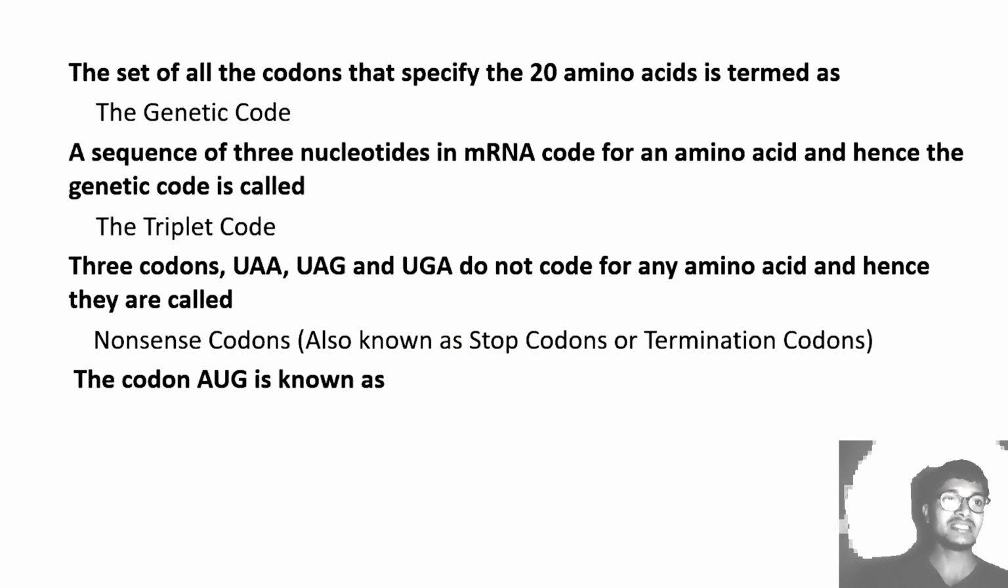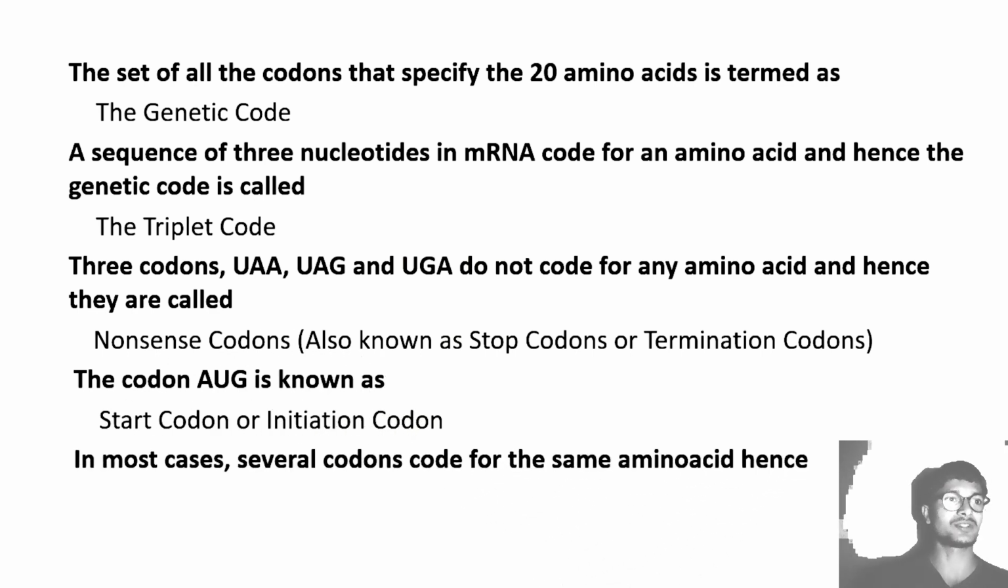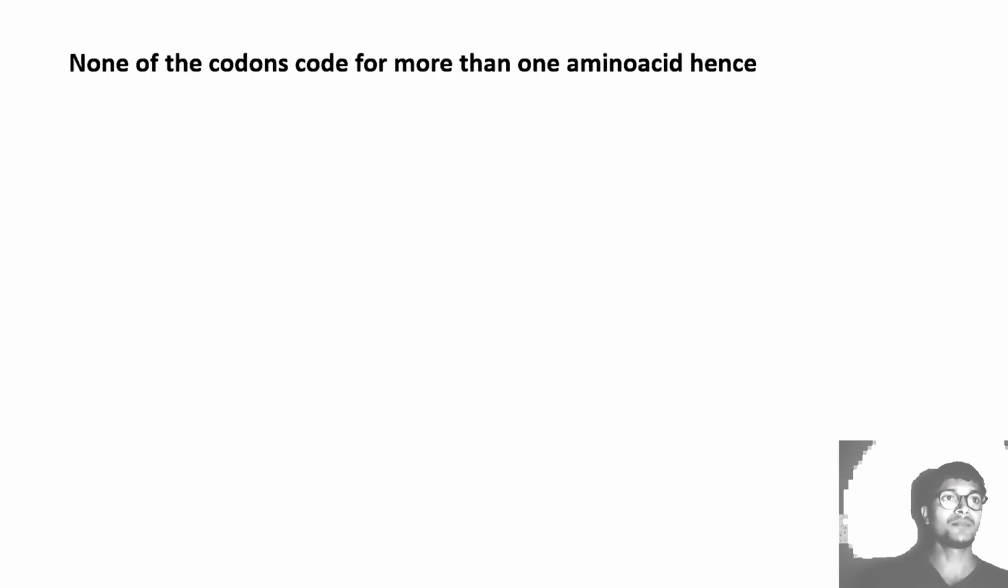Clear? Next question is that the codon AUG is known as? Answer is start codon or initiation codon. Clear? Next question, in most cases several codons code for the same amino acid, hence the code is degenerate. Clear? Next question is one of the codons codes for more than one amino acid, hence the code is non-ambiguous.